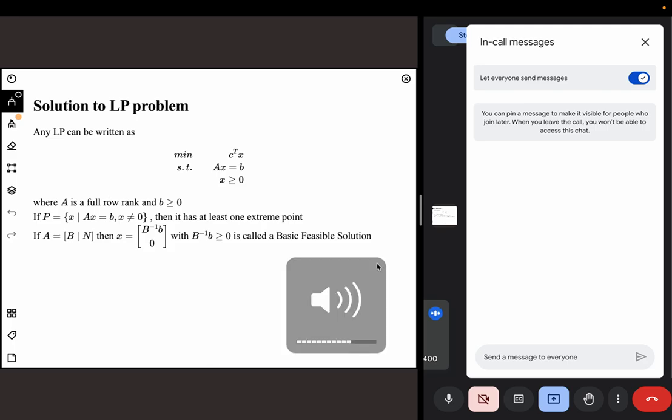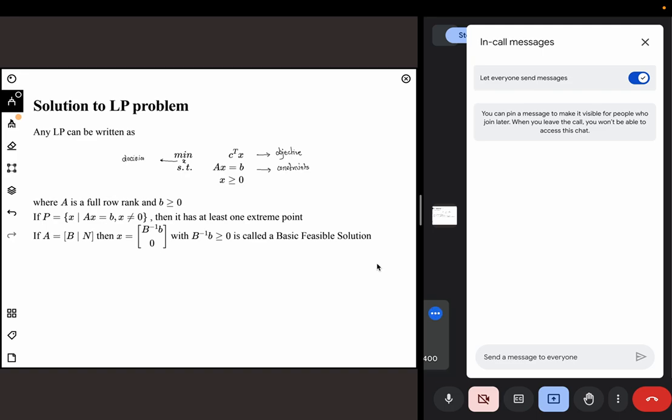So we have an LP problem in a standard form defined as follows. You try to minimize some function. X is my decision variable. C transpose X is called my objective function. These are my constraints, and this is my decision variable. This is the standard form of LP. We discussed this even last week.